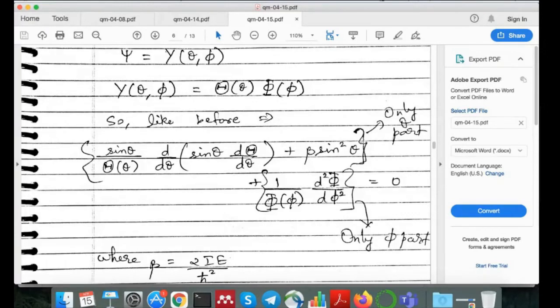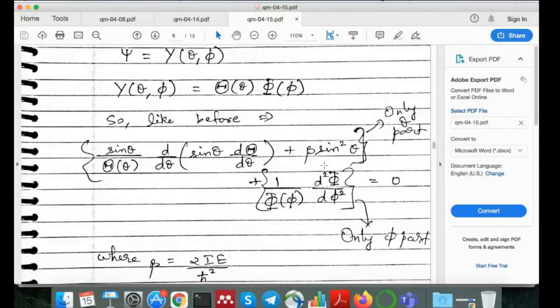So now you can see that, like before, like how we have done for the hydrogen atom, the first curly bracket has only terms which are a function of theta, and the second curly bracket only has terms which are functions of phi. So these two are completely independent of each other, and these two add up to 0.